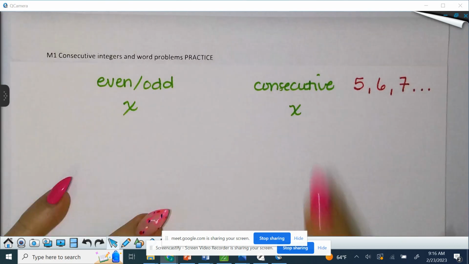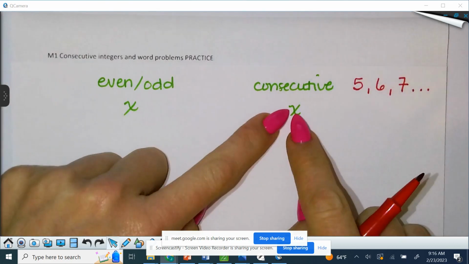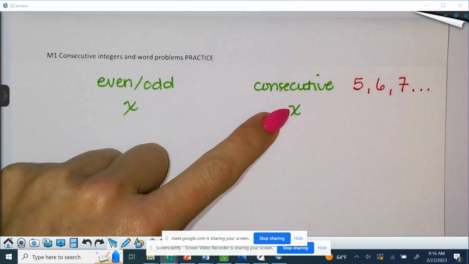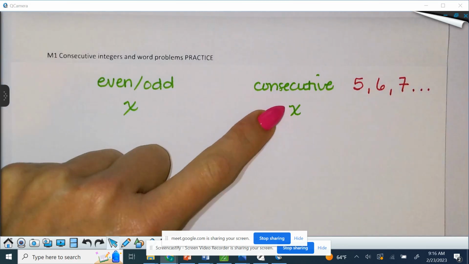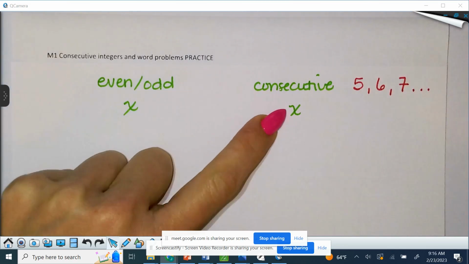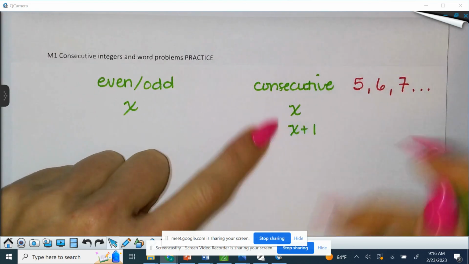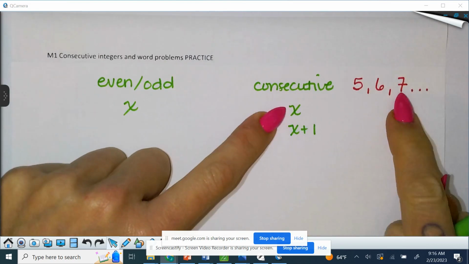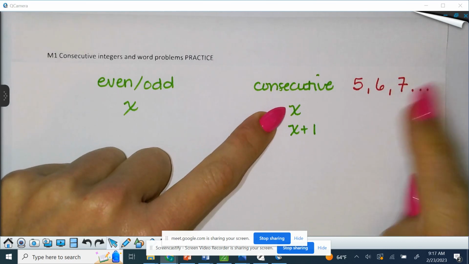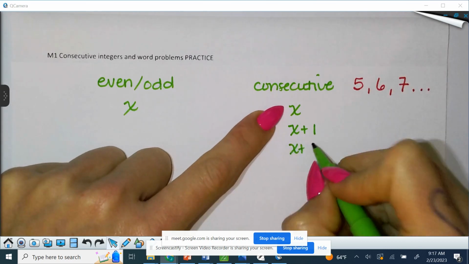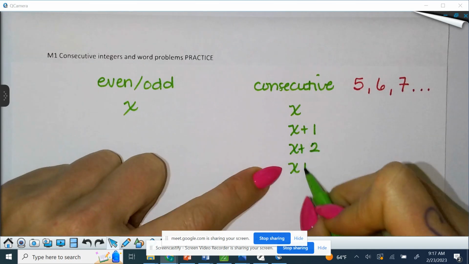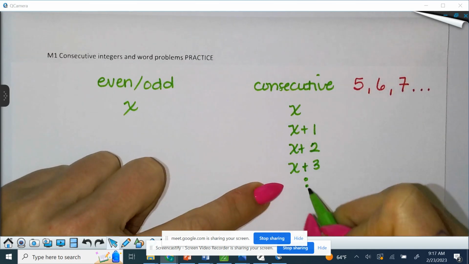If x is equal to 5, how do I get to 6 from 5? Like algebraically. How can I turn an x? If x is 5, how do I turn it into 6? So x plus 1. Then how do I turn 5 into 7? Yep, excellent. X plus 2. And then if I wanted to get to 8, it'd be x plus 3, dot, dot, dot. And it just keeps going, right?